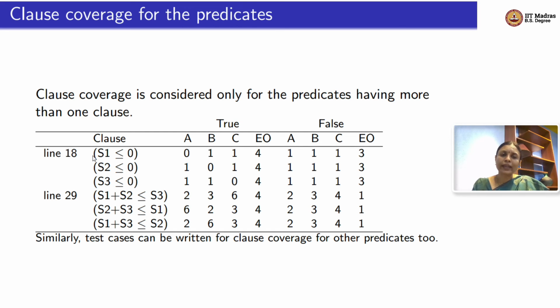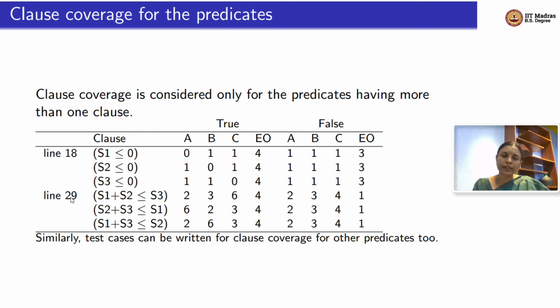So the predicate in line 18 had 3 clauses. First one was S1 less than or equal to 0. Second one was S2 less than or equal to 0. Third one was S3 less than or equal to 0. So I have given some test case values, inputs for A, B and C, and what the expected output is. Clause coverage being true, clause coverage being false, one clause at a time. So those are the rows.